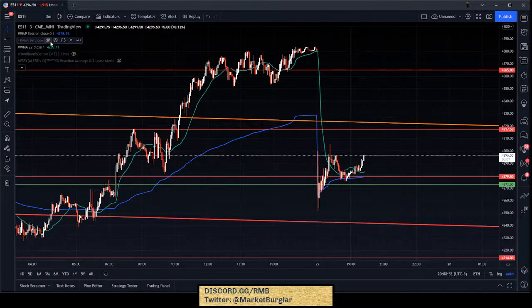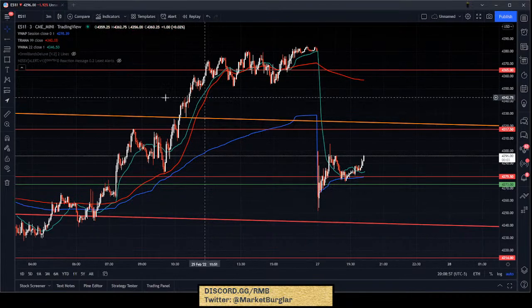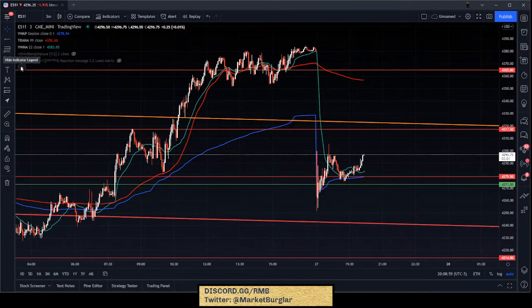And then I also use this free indicator by LuxAlgo called the TRAMA line, which is the trend regularity adaptive moving average. So all of these will be on my chart. I'll go over them one at a time.